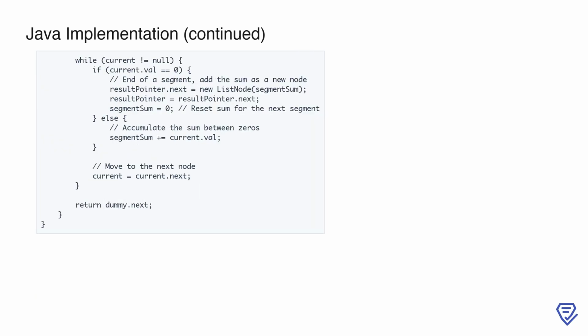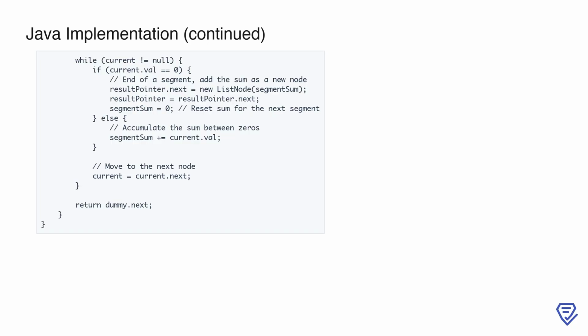The method then enters a while loop that traverses the linked list. For each node, we check if its value is 0. If it is, this indicates the end of a segment. At this point, we create a new node with the accumulated segmentSum and append it to the result list by updating the result pointer. We then reset segmentSum to 0 to prepare for the next segment.